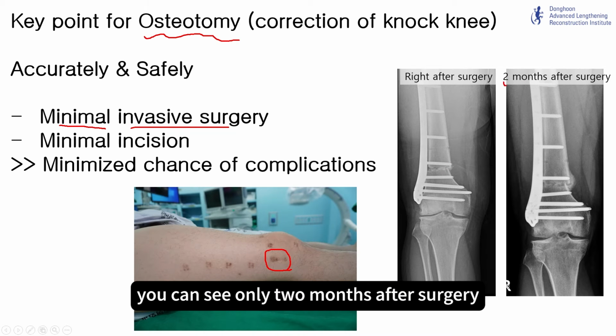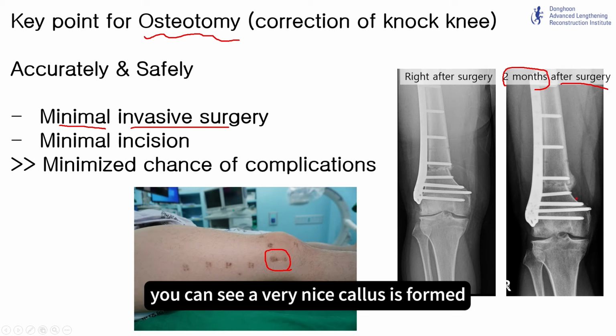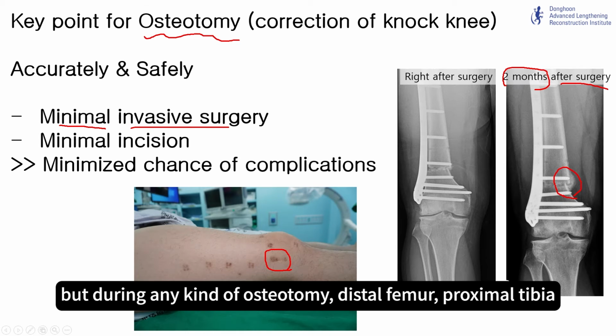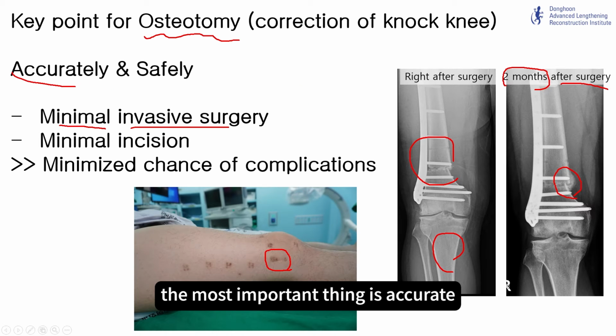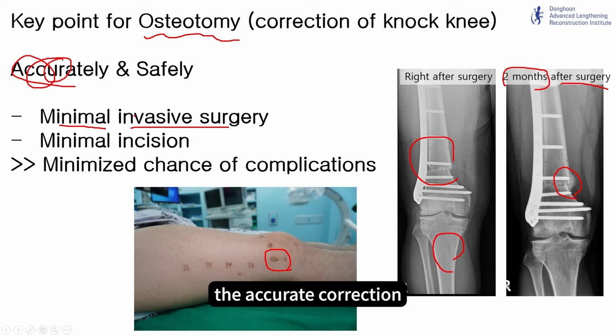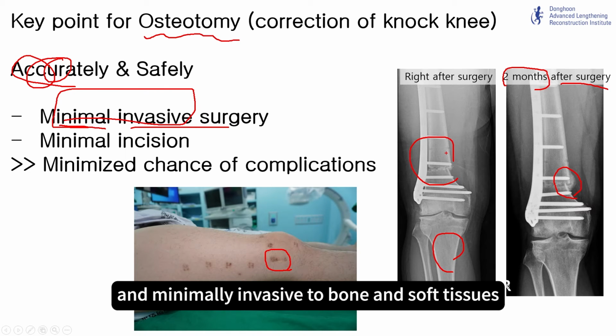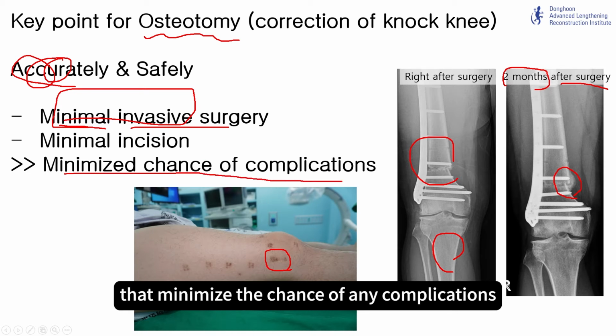Okay, you can see only 2 months after surgery, very nice callus is formed. This is not always observed, but in any kind of osteotomy, distal femur, proximal tibia, the most important thing is accurate correction and minimal invasiveness to bone and soft tissues. That minimizes the chance of any complications.